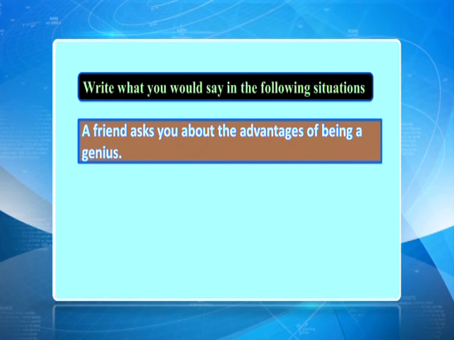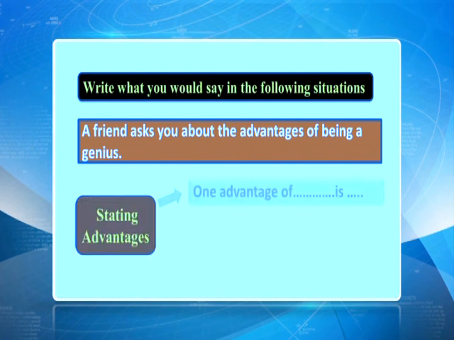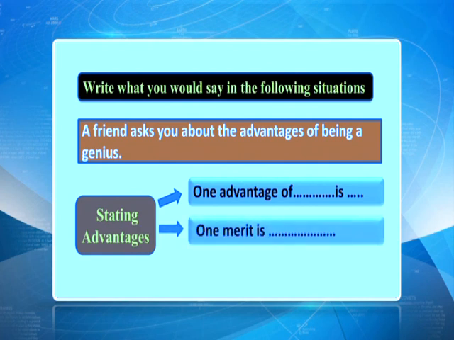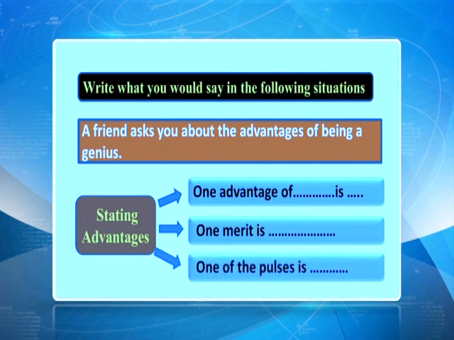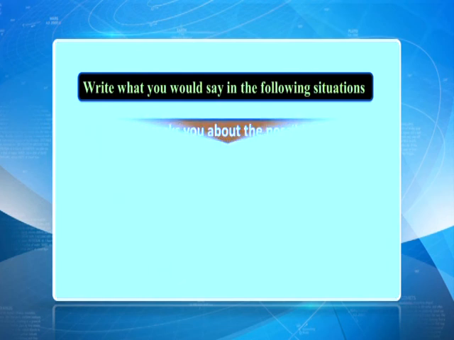A friend asks you about the advantages of being a genius. Now, if someone wants to know why it is advantageous to be a genius, how can you state advantages? You can say, one advantage of is, one merit. Merit is just like advantage, is that you can understand things easily, for example. One of the pluses also means advantages is.